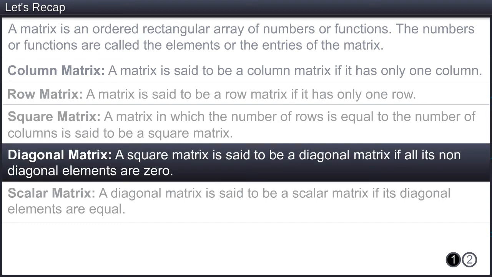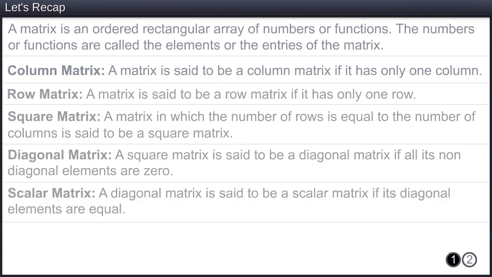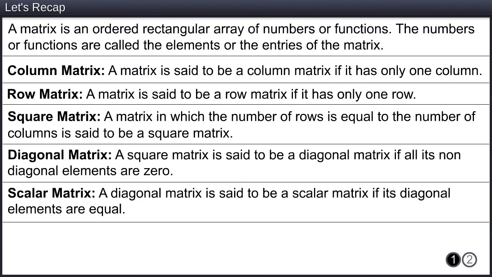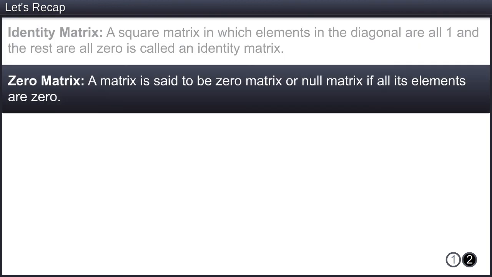A square matrix is said to be a diagonal matrix if all its non-diagonal elements are 0. A diagonal matrix is said to be a scalar matrix if its diagonal elements are equal. A square matrix in which elements in the diagonal are all 1 and the rest are all 0 is called an identity matrix. A matrix is said to be a zero matrix or null matrix if all its elements are 0.